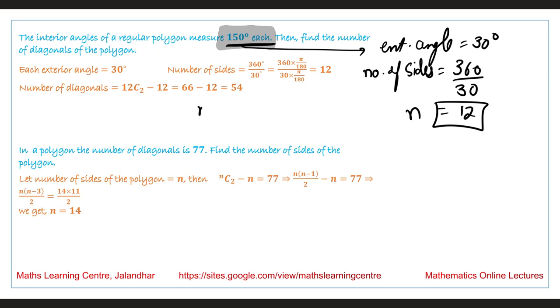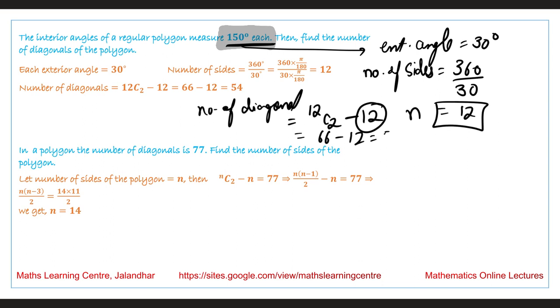So for the number of diagonals, the formula we know is that we have to choose 2 points out of these 12 points, and we have to subtract the value 12 that corresponds to the sides. So the answer we obtain is 66 minus 12, which is equal to 54.